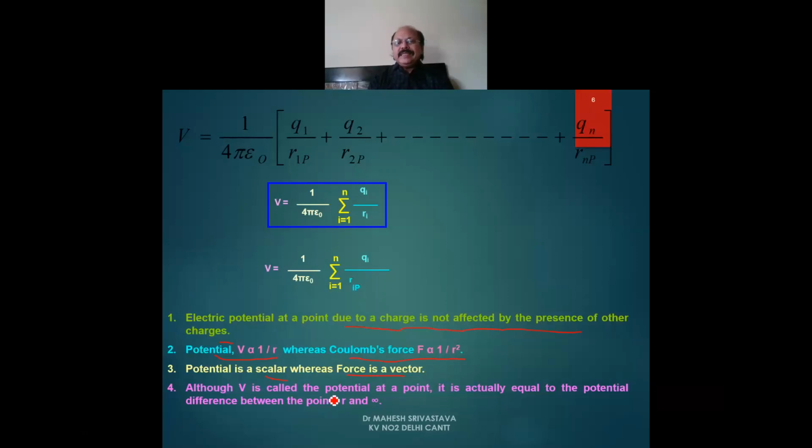Although V is called the electric potential at a point, what is it actually meaning? Its actual meaning is the potential difference between the point at distance R and infinity, as you have calculated electric potential at a point due to a single charge. So basically what we are calculating is the electric potential difference between infinity and the point that we are taking at R distance. So this is about electric potential.